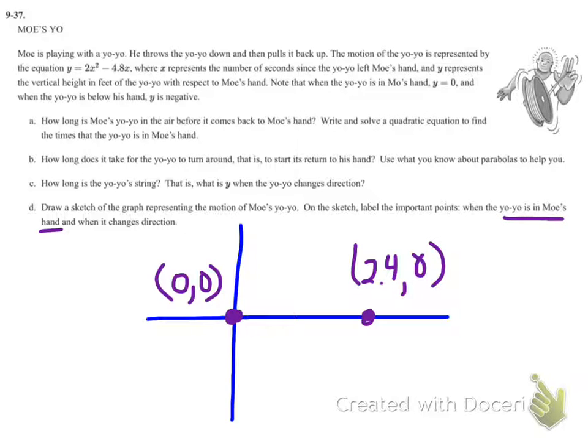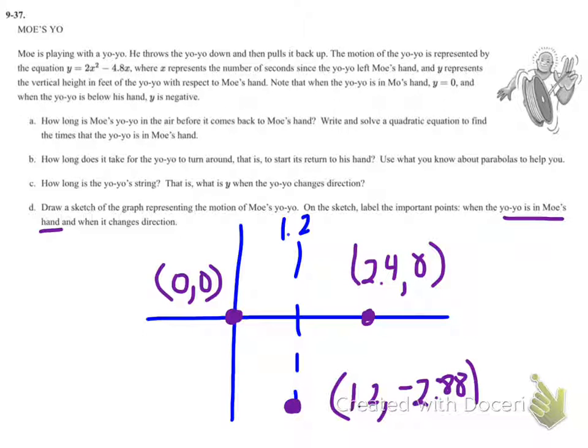The line of symmetry we said was at 1.2. And my vertex is down here. That's the lowest point. That was 1.2, negative 2.88. And there's your graph. Hope that helps.